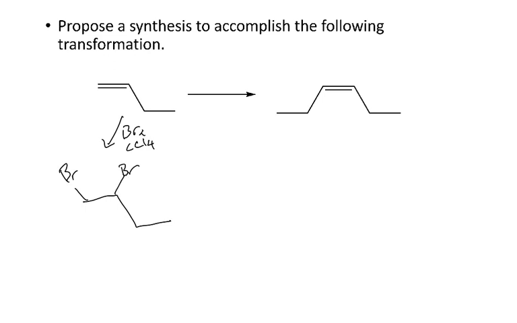And so that's going to give me an alkyl dihalide. I can then turn that into an alkyne by using a sufficiently strong base, and we usually use sodium amide. And then I'll react that with water, and that's going to give me this compound.